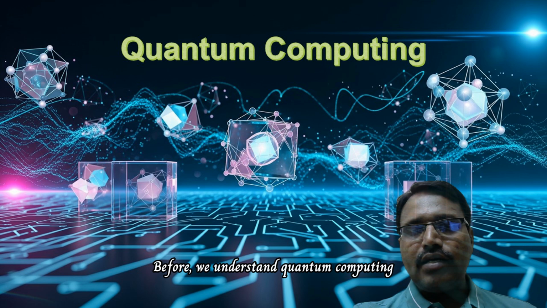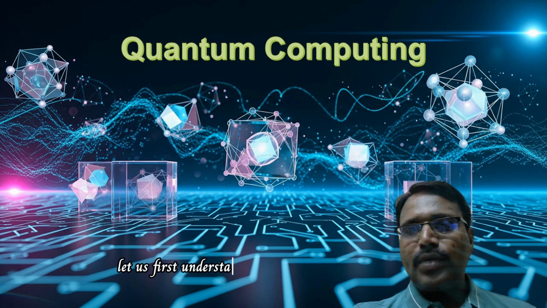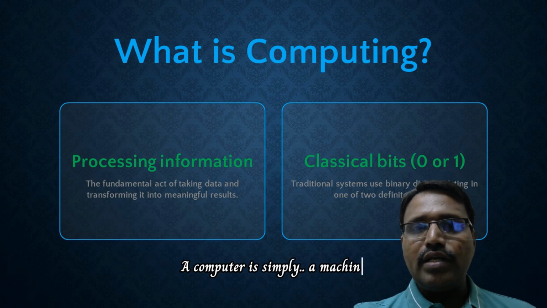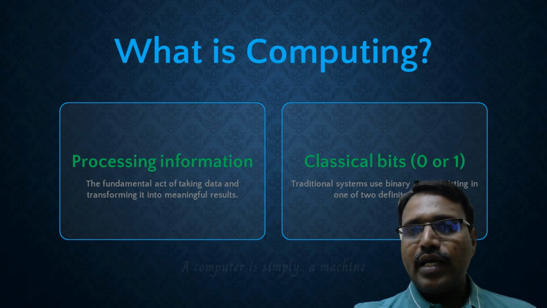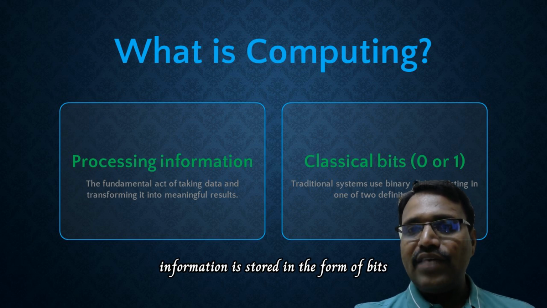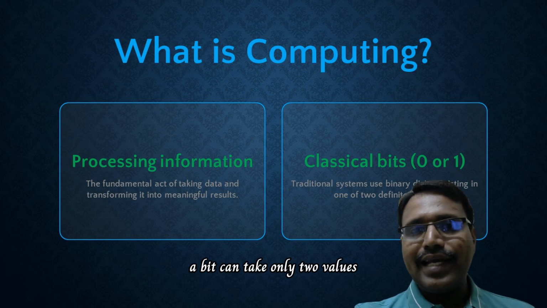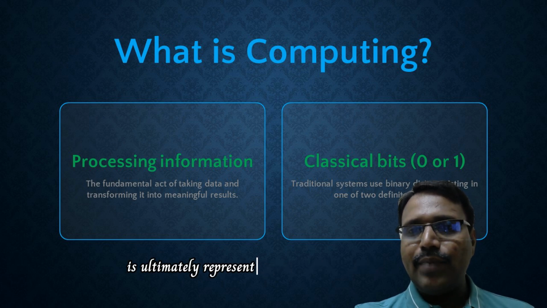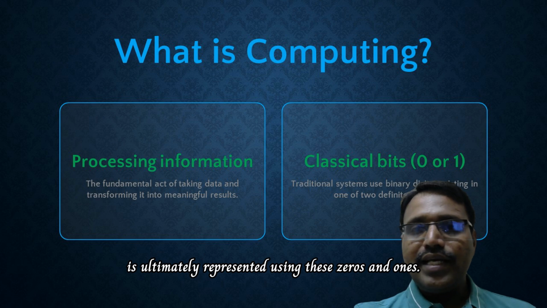Before we understand quantum computing, let us first understand what computing actually means. A computer is simply a machine that processes information. In classical computers, information is stored in the form of bits. A bit can take only two values, 0 or 1. Everything you see, videos, images, text, is ultimately represented using these zeros and ones.